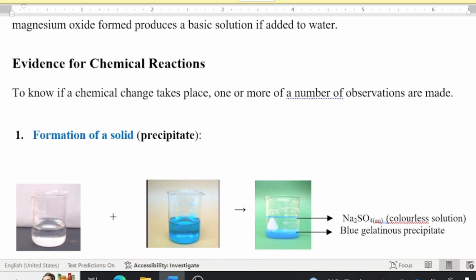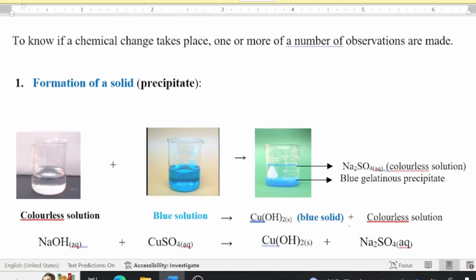What are some of the evidence for chemical reaction? How can you recognize a chemical reaction?